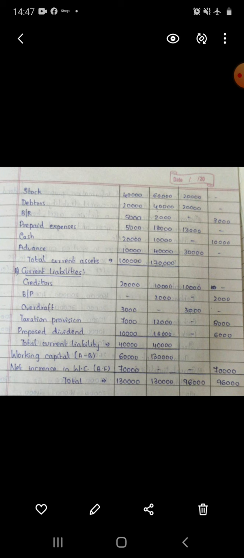Next, current liabilities, creditors 2,000 and 1,000. Increase or decrease? Decrease. But here it is a liability. If the liability decreases, working capital increases. So reverse effect here. If there is a decrease, you have to write under the increase column. If there is an increase, you have to write under the decrease column. Bills payable in 2014 nil, 2,000 in 2015, means here increased, right? Increase means you have to write under the decrease column. Overdraft 3,000 and nil.